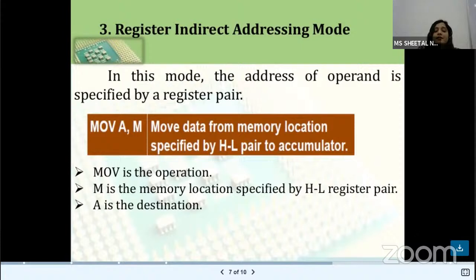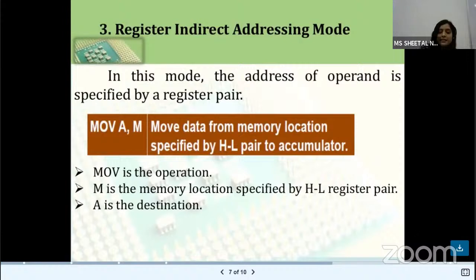Now what is the data, what are the contents of this memory location? It may be anything from 00 to FFH. For example, if the content is 05, this 05 will move into the accumulator. Now with the help of this instruction MOV A comma M, what will be the output, what will be the outcome?